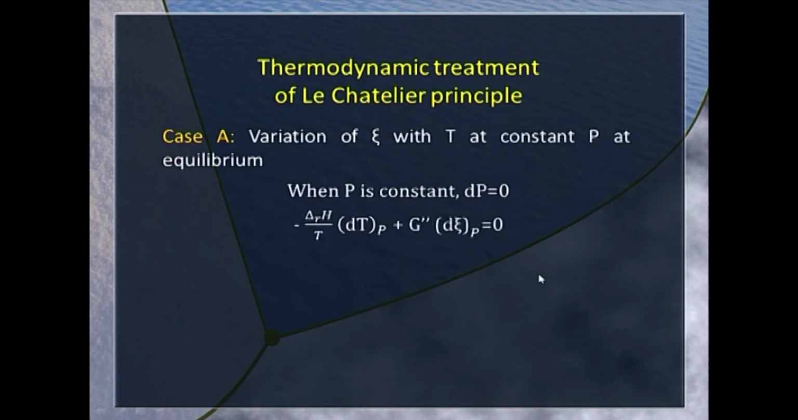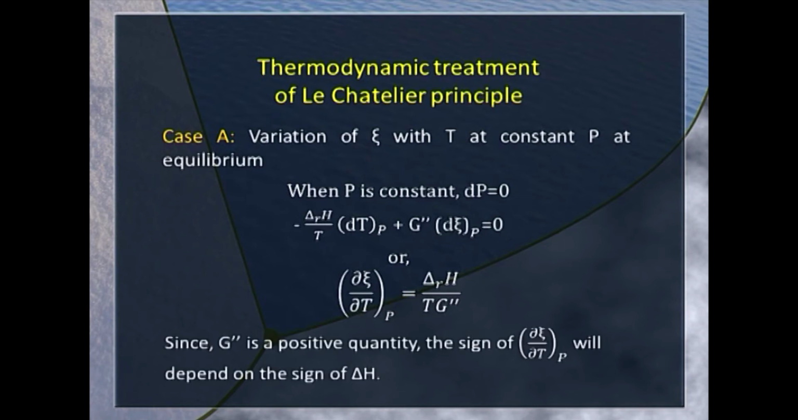The dP equal to 0 makes the ΔrV term disappear. So, we are left with minus ΔrH by T dT at constant pressure plus G double prime dξ at constant pressure equal to 0, and when we rearrange the term, we get ∂ξ by ∂T at constant pressure equal to ΔrH divided by T G double prime. Since G double prime is a positive quantity, the sign of ∂ξ by ∂T at constant pressure will depend upon the sign of ΔH.